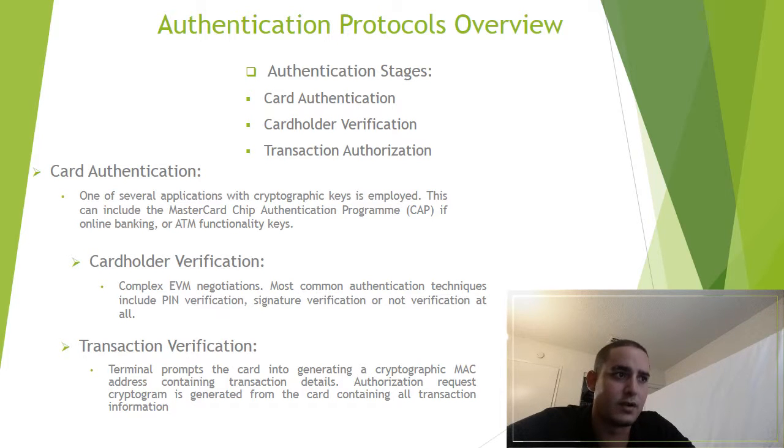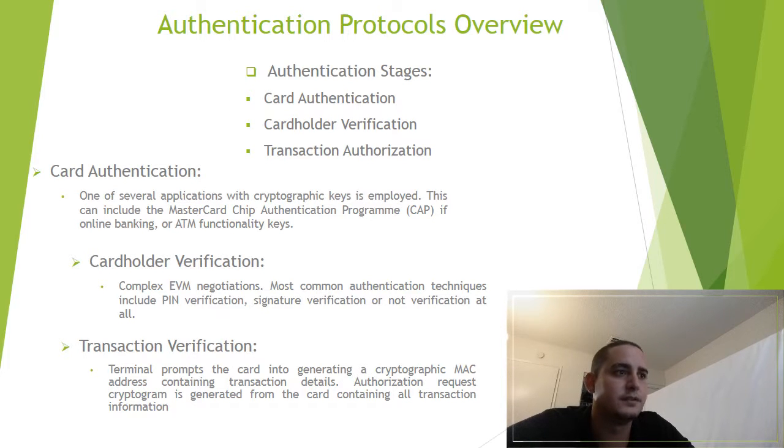The second stage is a cardholder verification stage, and in this stage complex EVM negotiations take place, and the most common authentication techniques include PIN verification, signature verification, or no verification at all. And this stage is very dependent on outside factors such as special requests from the customer during card issuance, such as no PIN signature in the case where the customer may be visually impaired.